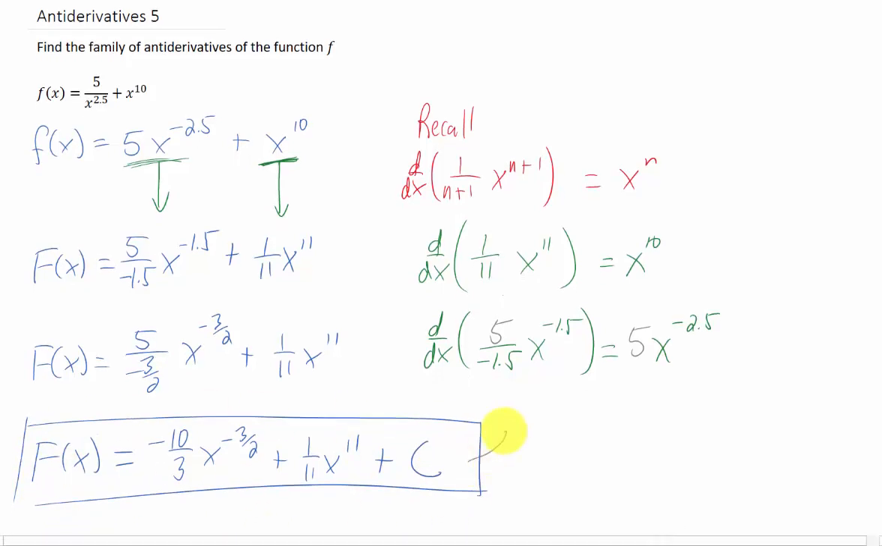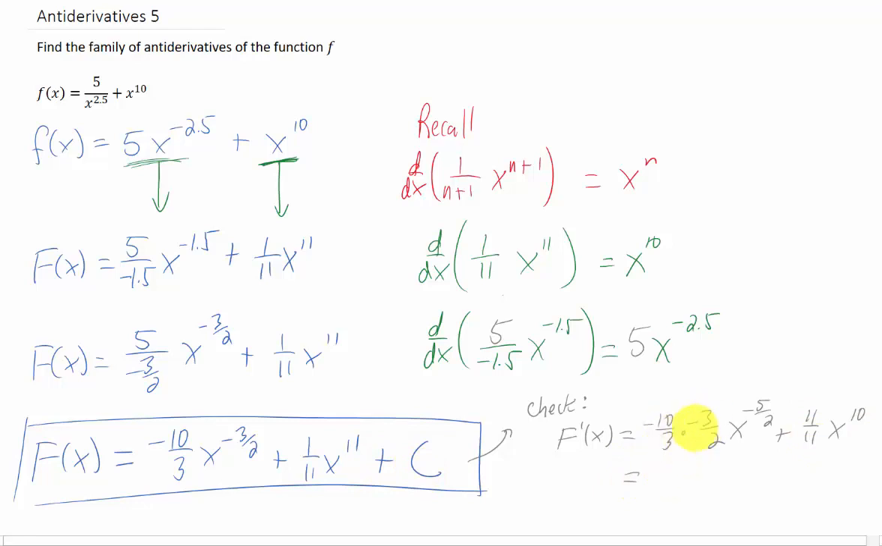Now it would probably make sense to check this answer, in case something went wrong there with the math. Let's try to find the derivative of this function. We multiply by the negative 3/2. We would reduce the power on x by 1. On the next term, we would multiply by 11. And the derivative of a constant is just 0.